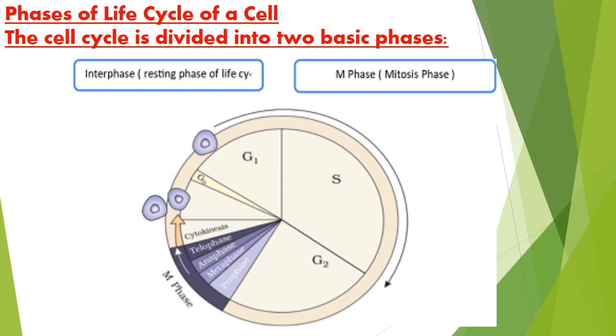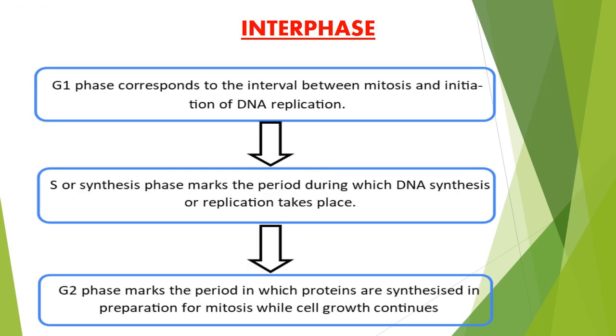This is the structure of the cell cycle. 24-hour cell cycle: G1 phase, S phase, G2 phase and M phase. The M phase lasts only around 1 hour. So all these stages come in this M phase, meaning the mitotic phase. The other is called the resting phase. So now this is interphase.